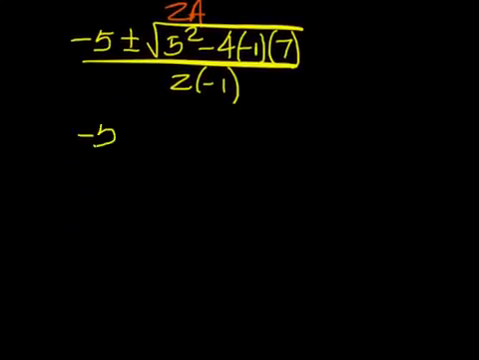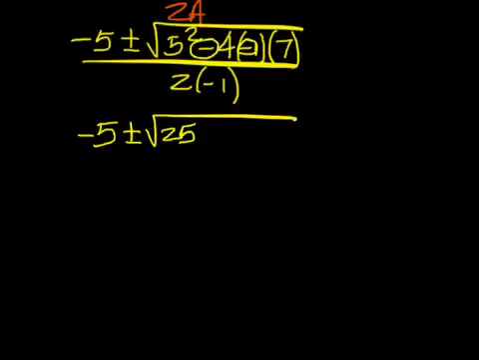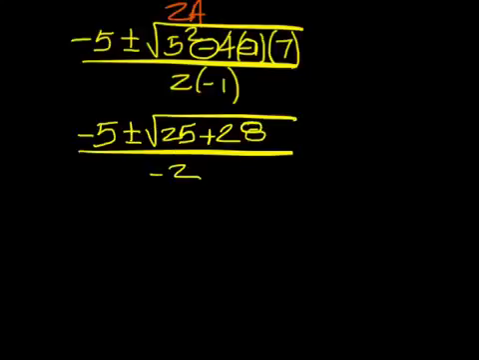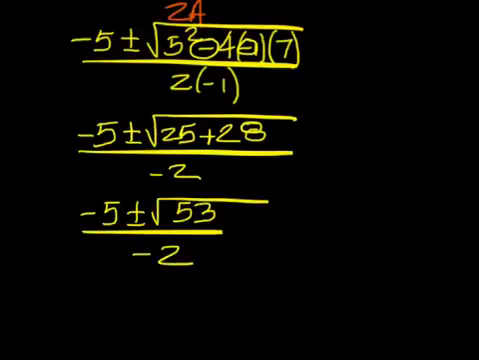So to simplify under the square root sign, I'll have a 25, and is it going to be plus or minus for my operation? Plus. We have a minus, a negative there. So plus 28. And then over a negative 2. So add those two numbers together to get a 53. And once you reach that point, you have to do that evaluation twice, once with a plus sign and once with a minus sign.